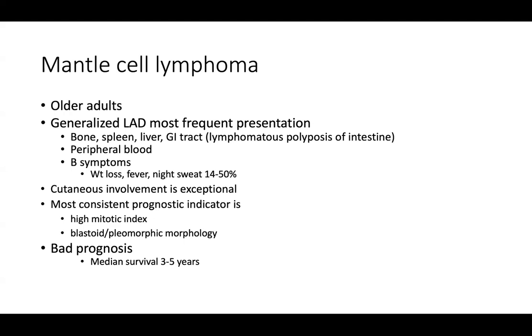These patients can have B symptoms with weight loss, fever, night sweats in 14 to 50% of cases. Cutaneous involvement is exceptional. The most consistent prognostic indicator is a high mitotic index, and they can show a blastoid or pleomorphic morphology. Unfortunately, mantle cell lymphoma has a bad prognosis with median survival of 3 to 5 years.